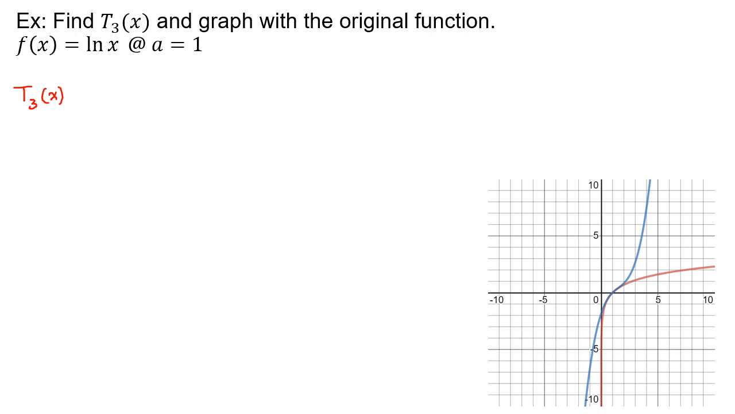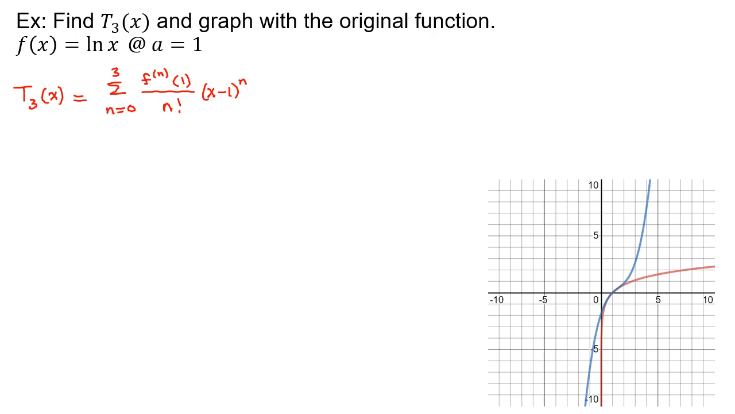So your third degree Taylor polynomial would be the summation from n equals 0 to 3 of your nth derivatives evaluated at 1 in this case over n factorial times x minus 1 to the n.